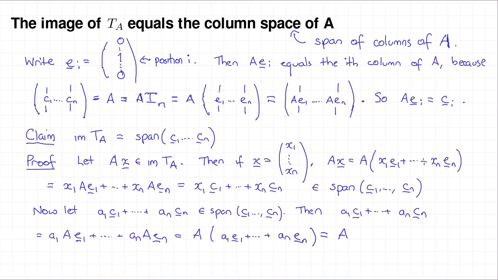which is A multiplied into the vector whose first entry is a1, next entry is a2, all the way down to an. And that, of course, is TA applied to something. That's TA of the vector a1 down to an. So as it's TA applied to something, it is in the image of TA. We've now proved that every element of the column space is an element of the image of TA, and therefore the image of TA equals the column space.